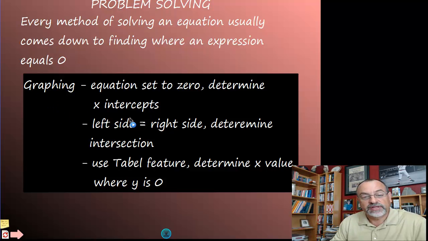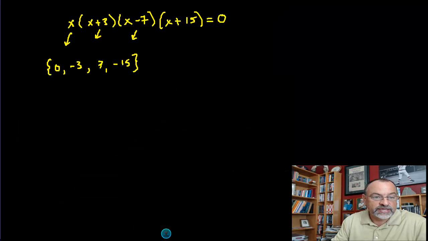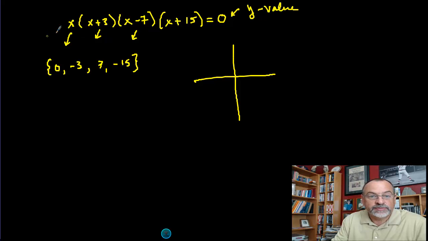So graphically then, and again, this whole book is about seeing the relationship between the algebraic model and the graphical model. Graphically, setting the equation equal to 0 means we're looking at the x-intercepts. So if I go back to this example, this again is the algebraic model. What's the connection between these numbers that I determined algebraically and the graphical model of the same expression? Because it's equal to 0, this is actually the y value. Because I'm trying to find x, we know that y is 0. These numbers are actually the x-intercepts.